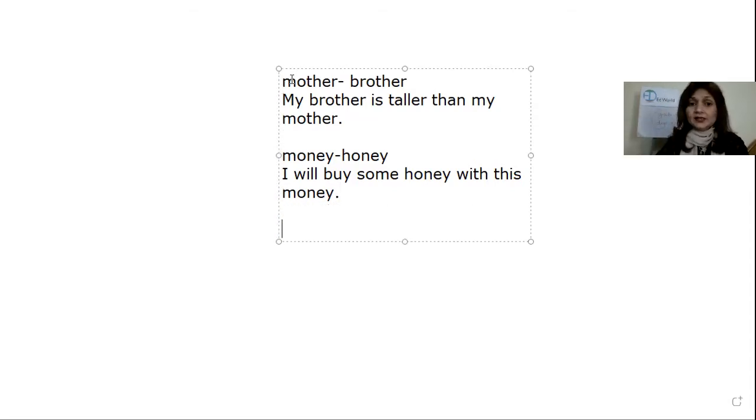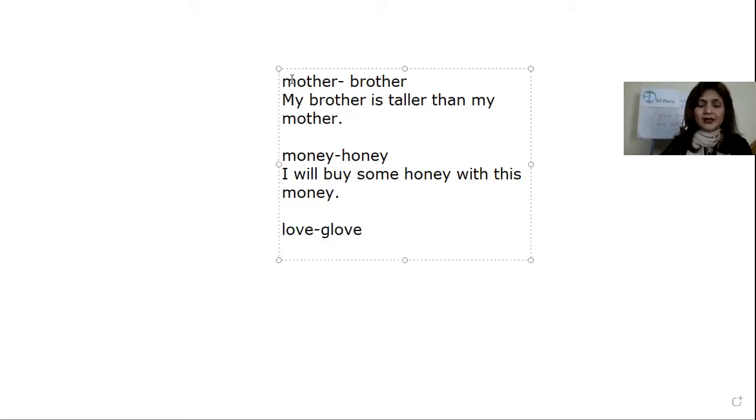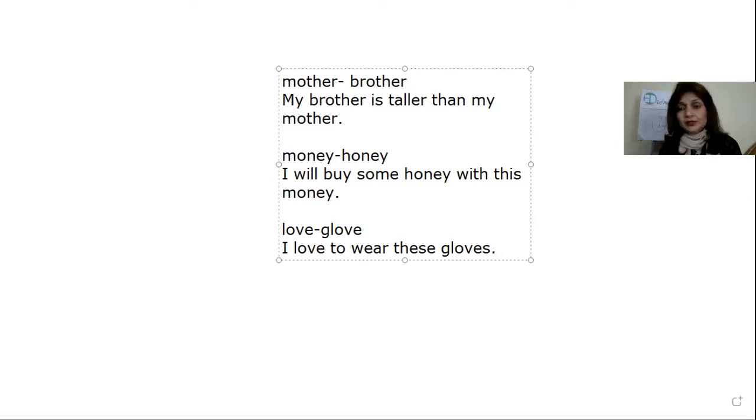Now, the word is love and glove. How will I make? I love to wear these gloves. See, again, the same two rhyming words I have used in one sentence. You have to think about a sentence so that you can use both the rhyming words in one sentence.